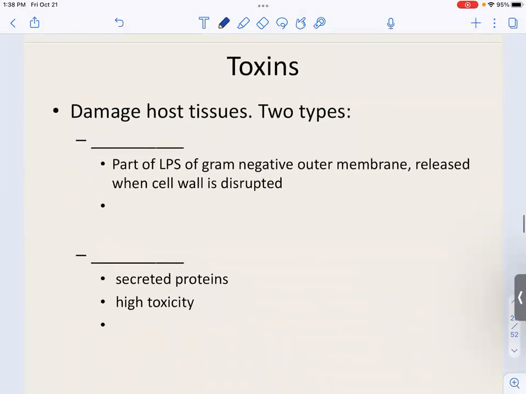A couple different kinds of toxins. Again, especially bacteria. I don't know if there are any viruses that have the ability to make toxins. This is pretty much a bacterial thing. And there's two main types.